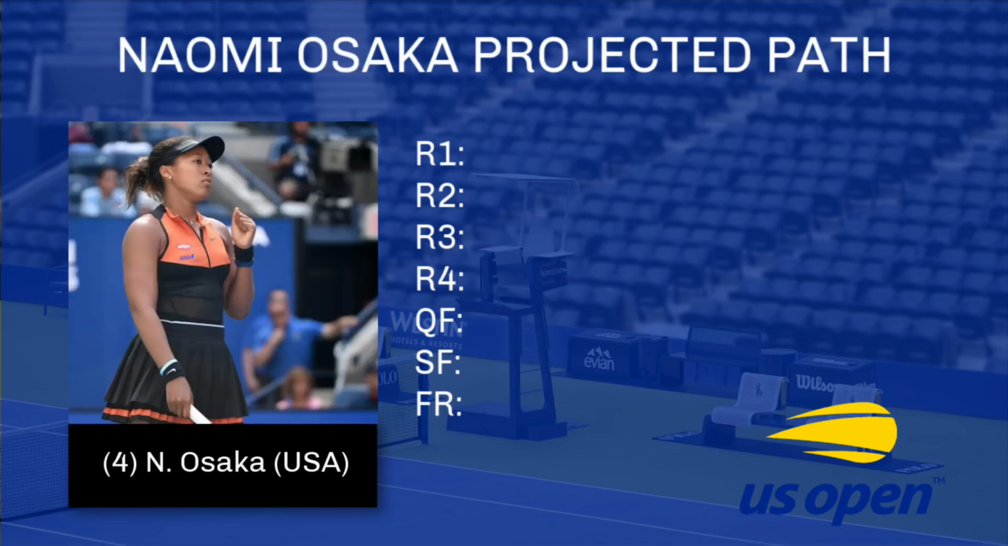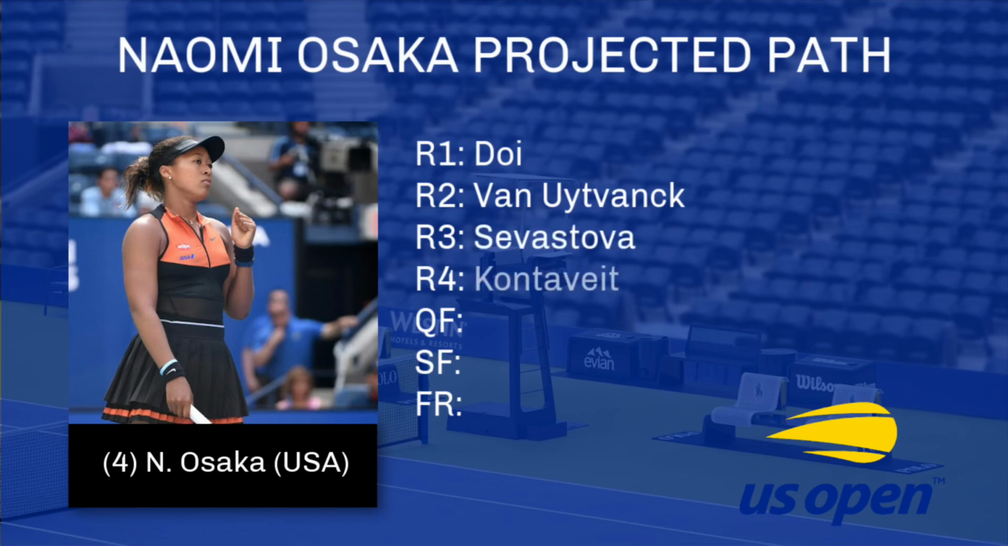2018 champion Naomi Osaka will face fellow Japanese woman Misaki Doi in the opening round. Alison van Uytvanck is her projected opponent in the second round, and in the third, Anastasia Sevastova. Anett Kontaveit could be in store for the round of 16, followed by Petra Kvitova in the quarters. Naomi may play Karolina Pliskova in the semis, and in the finals Serena or Kenin.